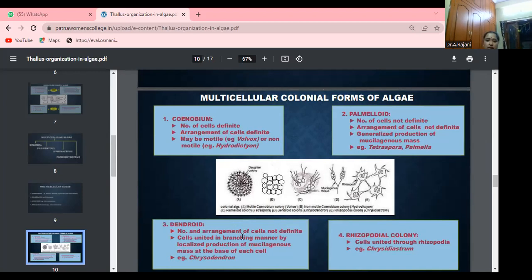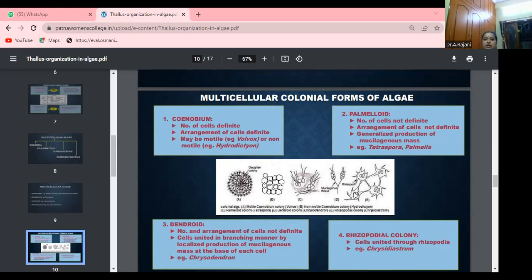Next one, dendroid, tree-like structures. Dendroid is tree-like, with the arrangement of cells like this, and this one is a rhizopodial. See, the diagram is there, cells united through the rhizopodia.